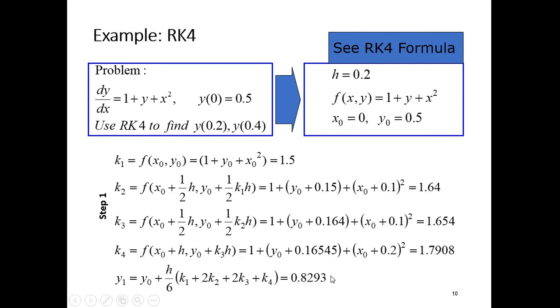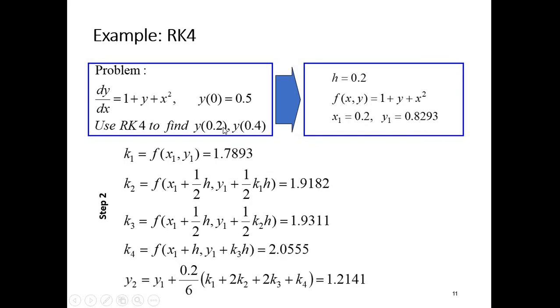This should give you y naught. Remember, y naught is 0.5, and h you have k1, k2, k3, k4. So this one is just substitution. You should get 0.8293. So we have computed the value for y at 0.2. Then we'll continue the method using the formula so that we compute for y at 0.4.